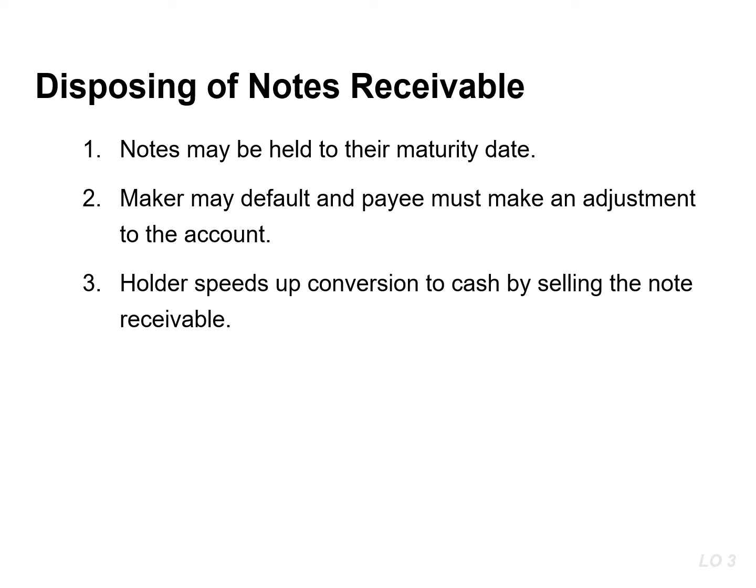In some situations, the maker of the note defaults, and the payee must make an appropriate adjustment. In other situations, similar to accounts receivable, the holder of the note speeds up the conversion to cash by selling the receivable.